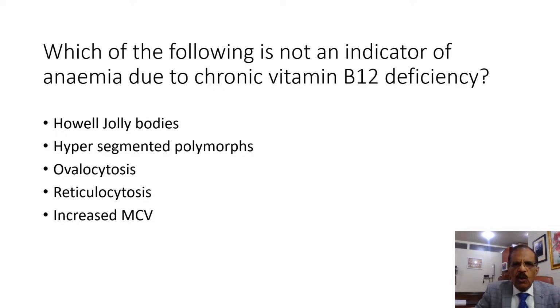Which of the following is not an indicator of anemia due to chronic vitamin B12 deficiency? Oval jolly bodies, hypersegmented polymorphs, ovalocytosis, reticulocytosis, and increased MCV, mean corpuscular volume. Which one is not an indicator of anemia due to chronic vitamin B12 deficiency? That means everything is correct except one. Which one is that?